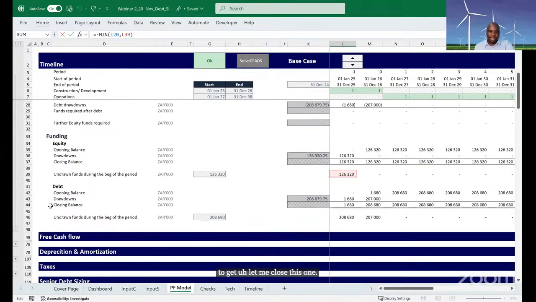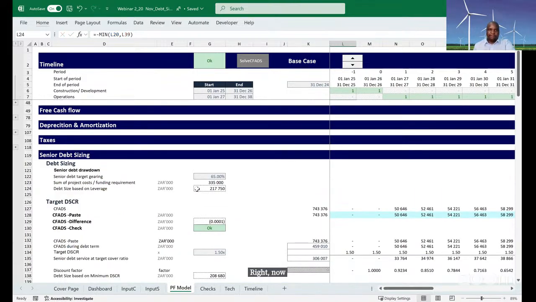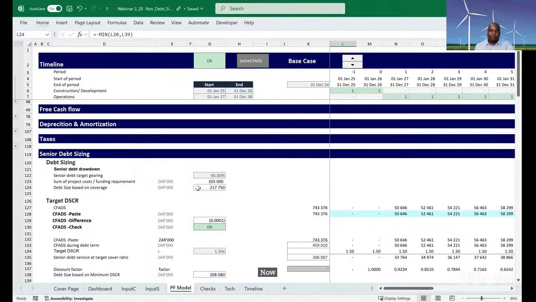Let me close this one. I won't be using it that much. Right, now I come to debt sizing. Now that I know the project costs, I now need to determine the debt size based on leverage. So if I can just say 65% of the total project cost, I get my debt size. That is using leverage.